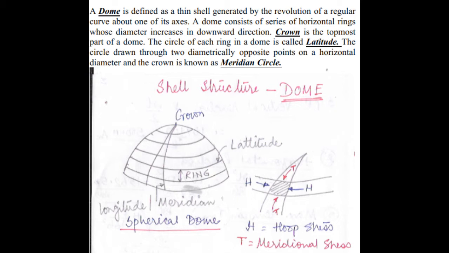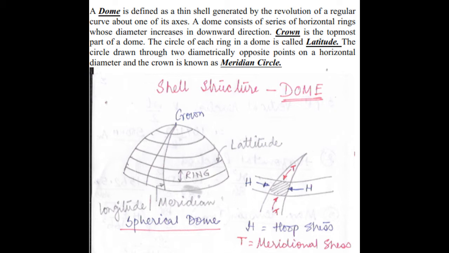And then comes the meridian circle. The meridian circle is that circle which is drawn through two diametrically opposite points on a horizontal diameter and the crown. So that is called the meridian circle. Please see the diagram: the crown, latitude and meridian, and what is a ring. Meridian is also called the longitude. Here I have given the diagram of the spherical dome.